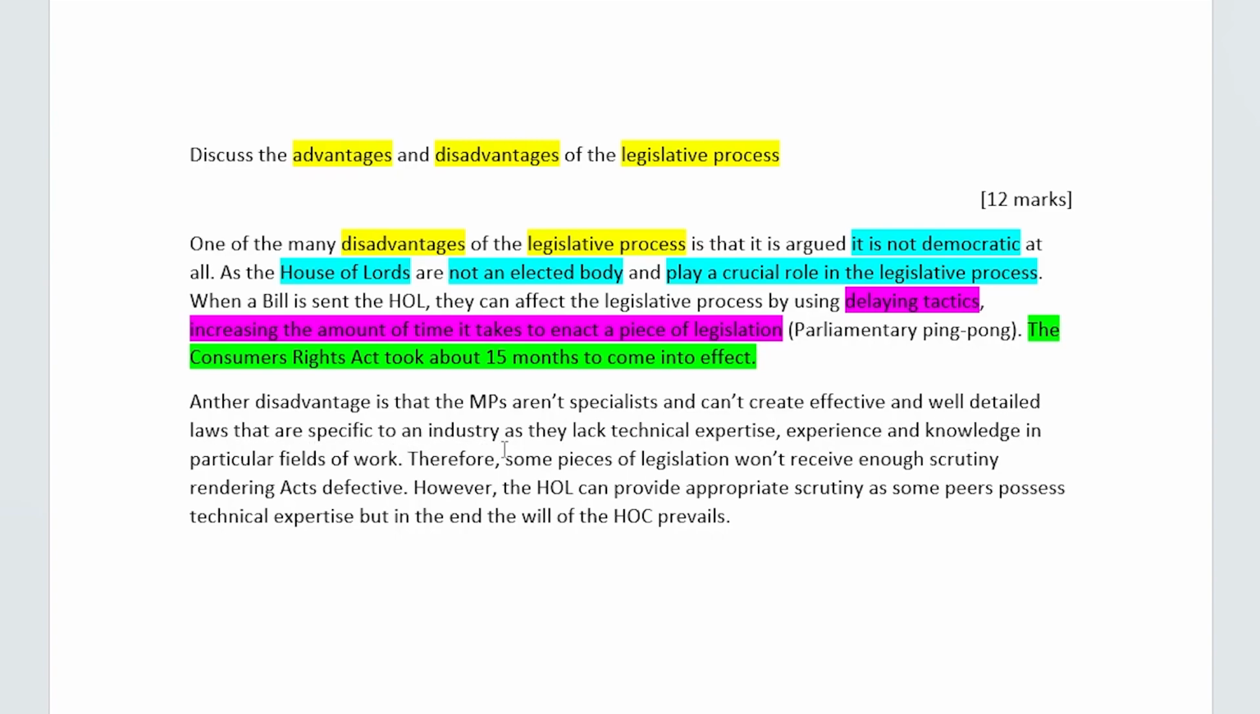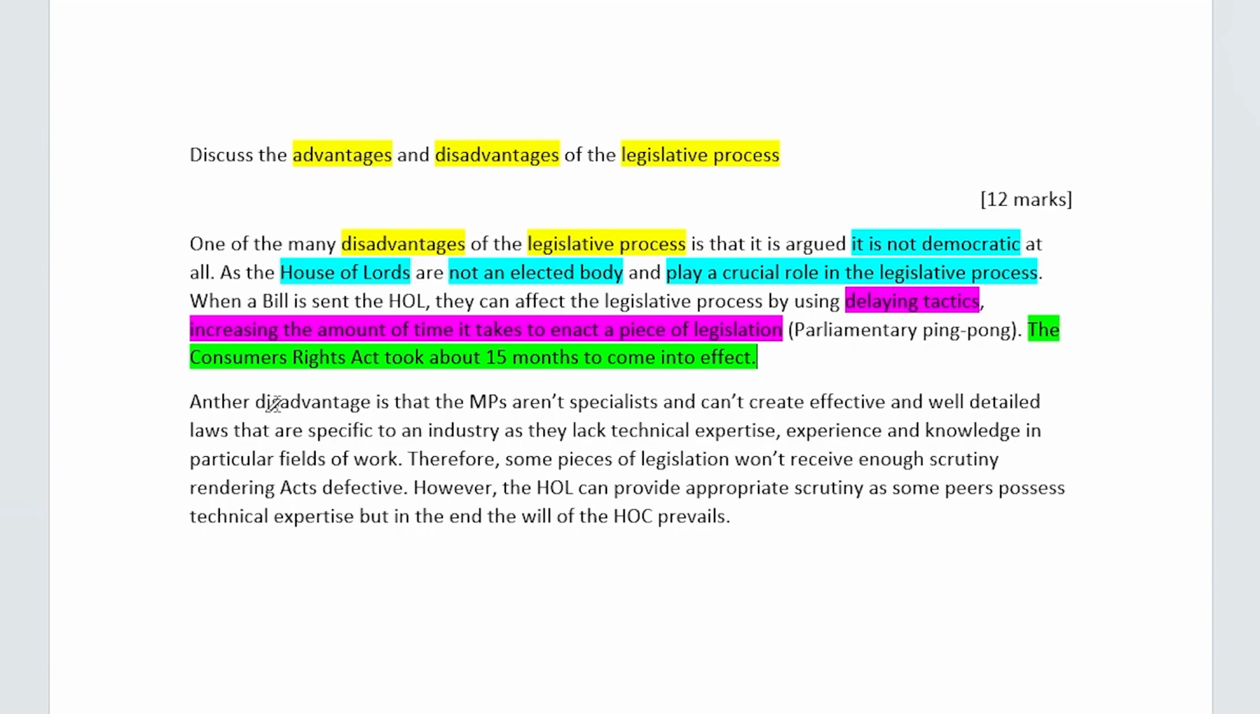Another disadvantage is that the MPs aren't specialists and can't create effective and well-detailed laws that are specific to an industry, as they lack technical expertise, experience, and knowledge in particular fields of work. Therefore, some pieces of legislation won't receive enough scrutiny, rendering acts defective. However, the House of Lords can provide appropriate scrutiny, as some peers possess technical expertise, but in the end, the will of the House of Commons prevails.